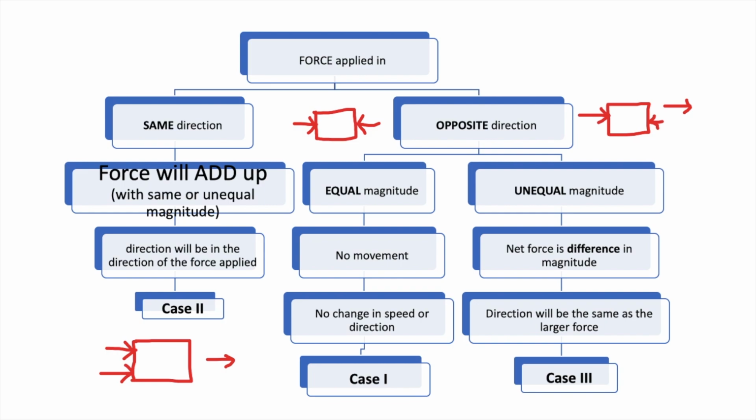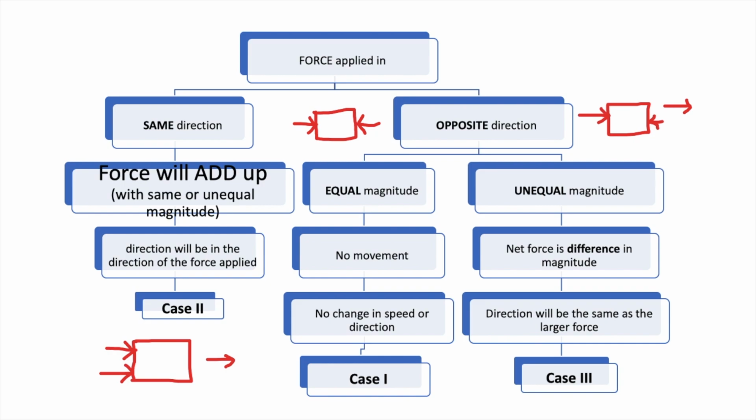This is case 2 of our discussion. In figure 2, the forces are applied in the opposite direction but are of equal magnitude. So here the two forces cancel out each other, producing no movement in the object. There will be no change in the speed or direction of motion of the object. It is case 1 of our discussion.